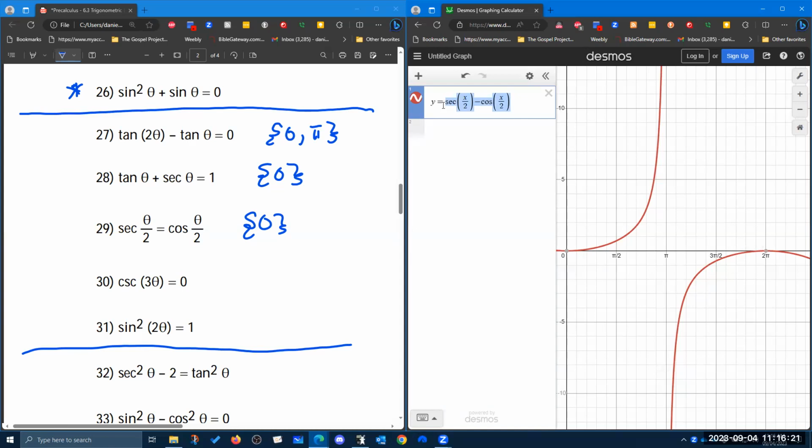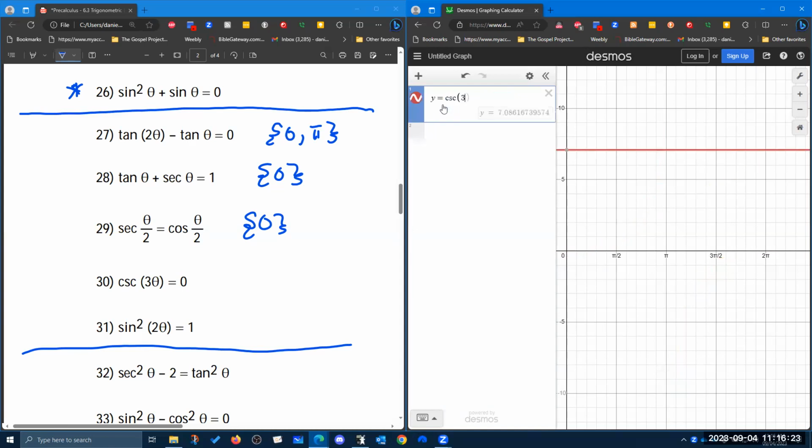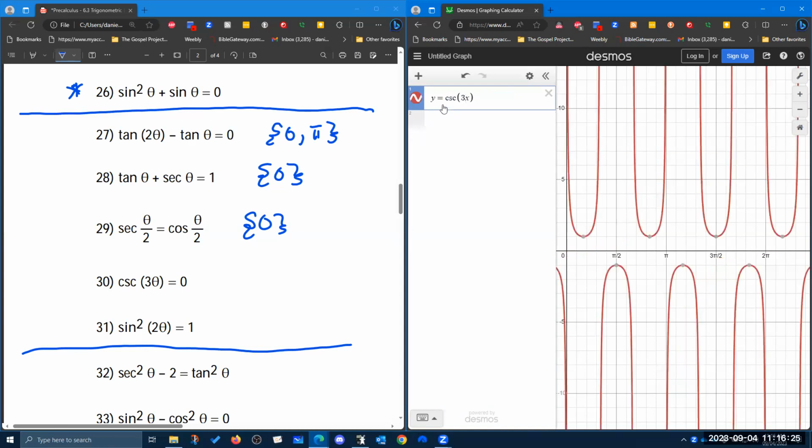Now let's look at cosecant of 3 theta is equal to 0. And cosecant can never be equal to 0. It's got to be greater than 1 or less than -1. So there's no solution to this one.